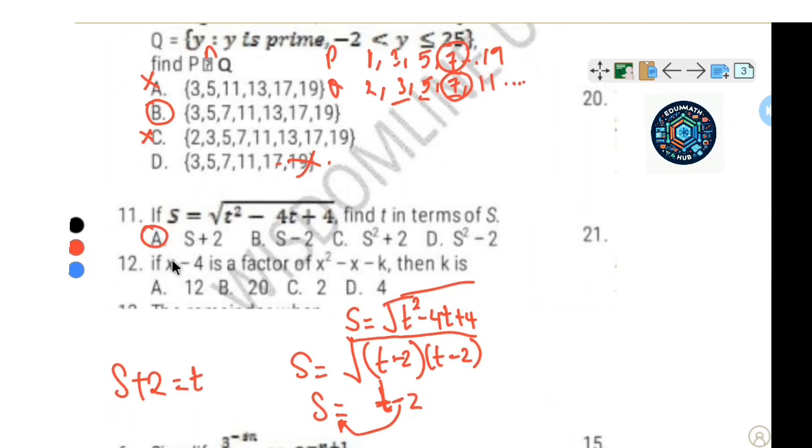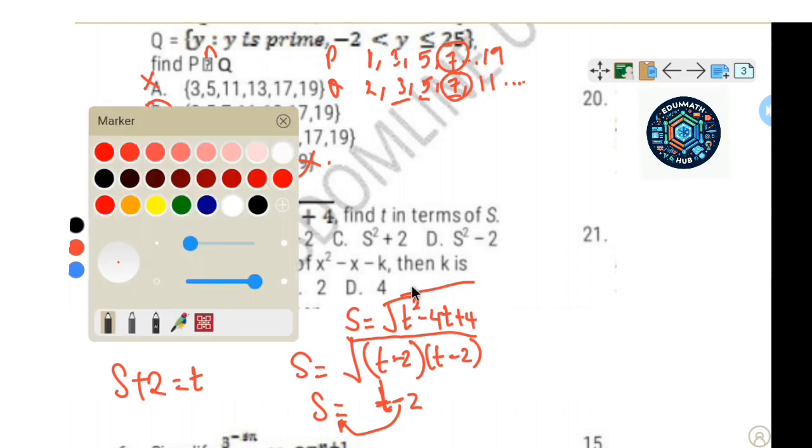Okay, that's option A. Then for the next one, we are told that if x minus 4 is a factor of x squared minus x minus k, then k is... Now this is a polynomial. I posted a video on polynomials, so you need to watch that video to understand the basics of polynomials. The video link will be in the description. Now if x minus 4 is a factor of a polynomial, you need to use what is called the remainder theorem. So x minus 4 is a factor, you go to your polynomial and you insert plus 4. Don't forget what you have is minus 4. What you use in the polynomial is 4, and since it's a factor, that means your remainder will be 0.